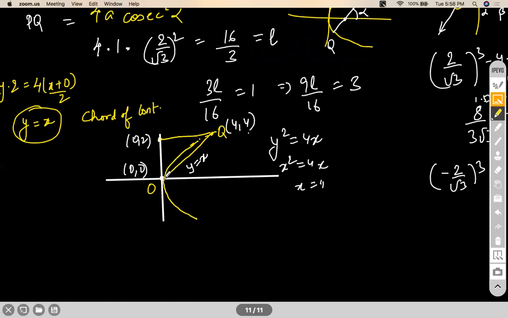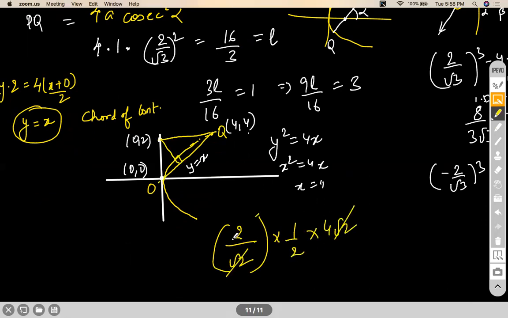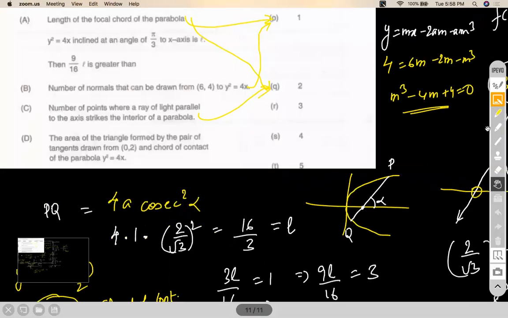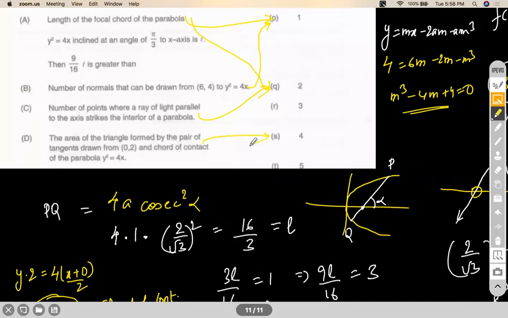So you can take the perpendicular from 0 comma 2 onto y equal to x. So we take a perpendicular and that value will be 2 by root 2, into half into base. Base here will be 4 root 2. So root 2, root 2, 2, 2 gone. Answer is 4. So that matches with S. So D matches with S.